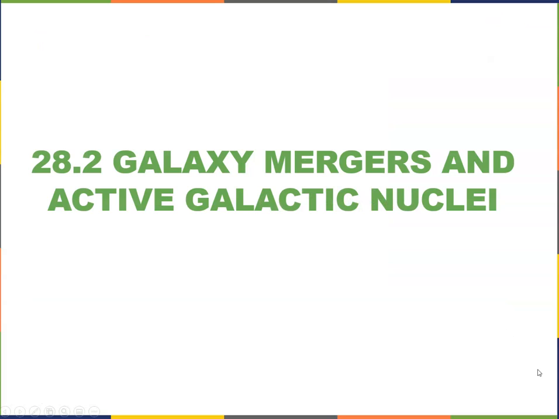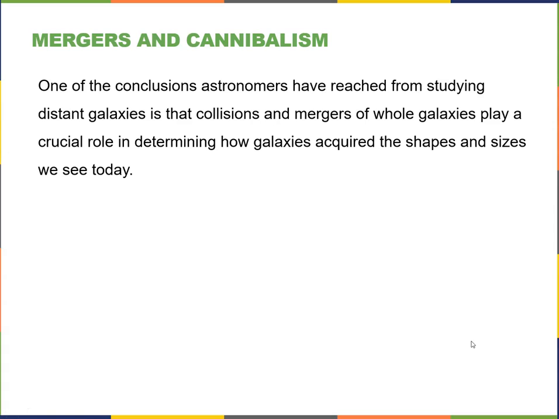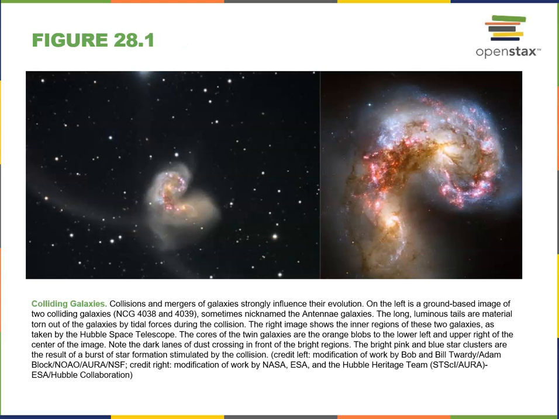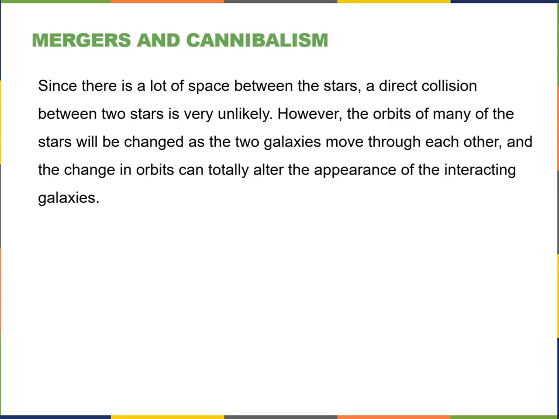So now we are going to discuss galaxies merging and active galactic nuclei. Astronomers have drawn the conclusion that collisions and mergers of galaxies play a crucial role in determining how galaxies acquired the shapes and sizes that we see today. This image here shows a dynamic view of two galaxies that are colliding. The stars themselves in this pair of galaxies actually will not be affected much by this cataclysmic event. And that's because there's a lot of space between stars.